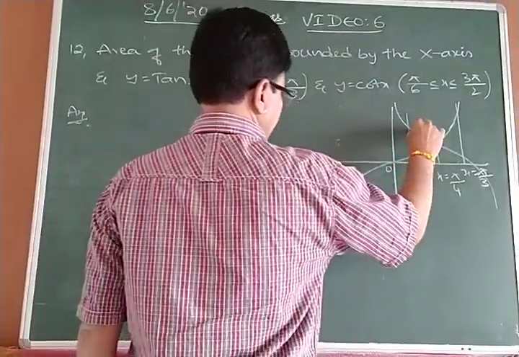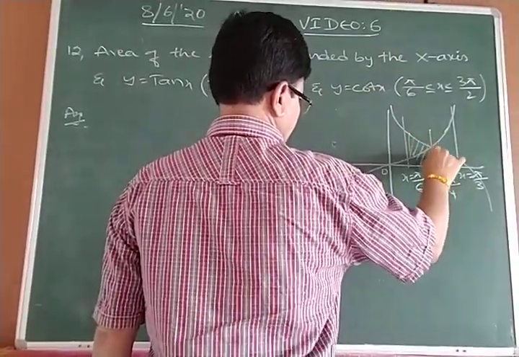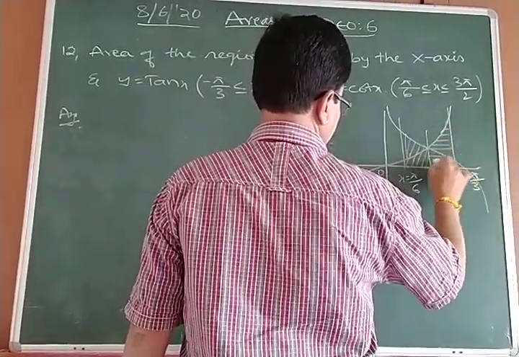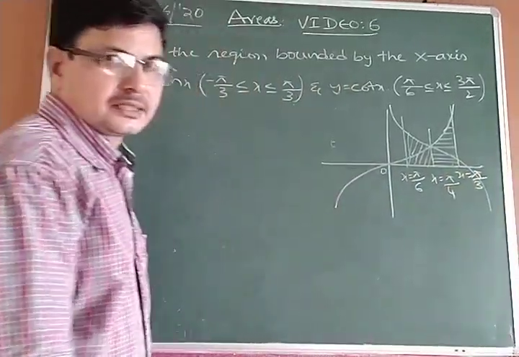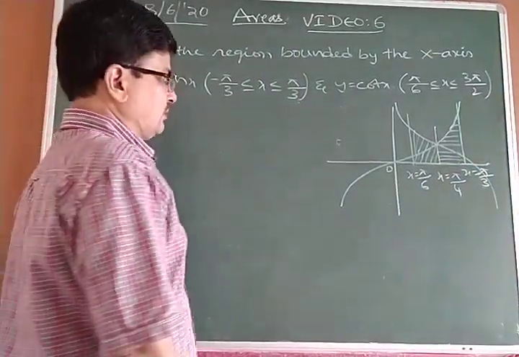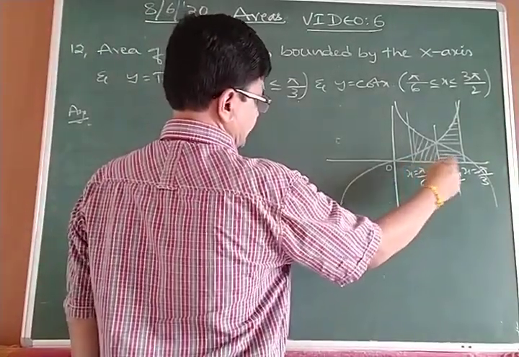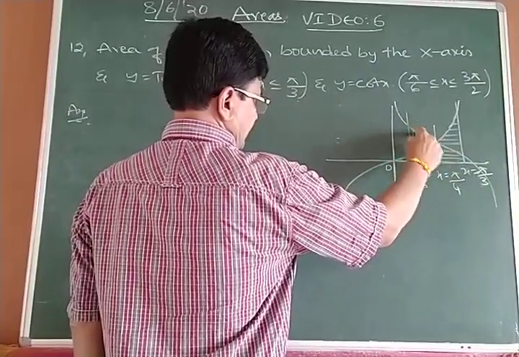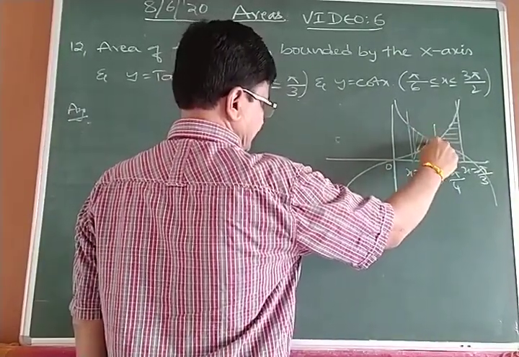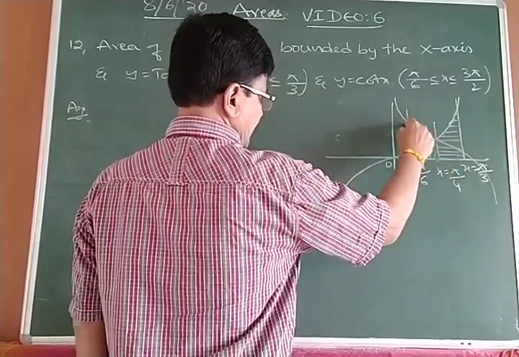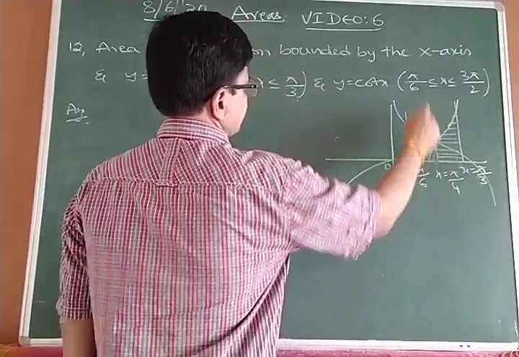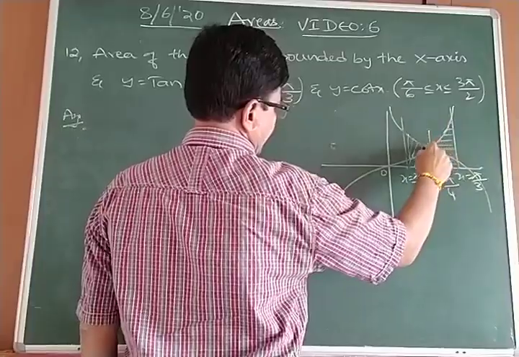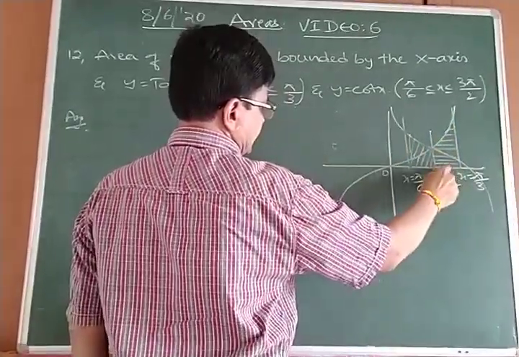This is the required area bounded by the curves. That is, the shaded area is the required area. First of all we find the area in the interval pi by 6 to pi by 4. This is the area made by the curve cot x on the x-axis. And pi by 4 to pi by 3, this is the area made by the curve tan x on the x-axis.